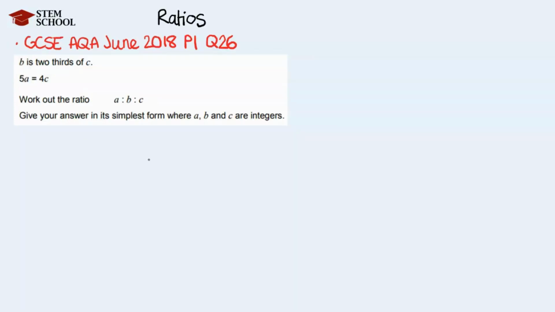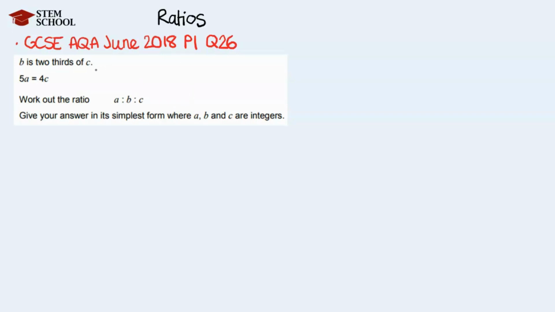Now let's move on to question 2, and this is a fairly common question for ratios. We've been told that b is 2/3 of c, and that 5a is equal to 4c. What we've been asked is to work out the ratio of a, b and c, and you have to give your final answer in the simplest form where a, b and c are integers. The key word here is integers, which means that we don't want our final ratio to include fractions. And when it comes to the simplest form, we have to find common factors and simplify the ratio so it's as small as possible.